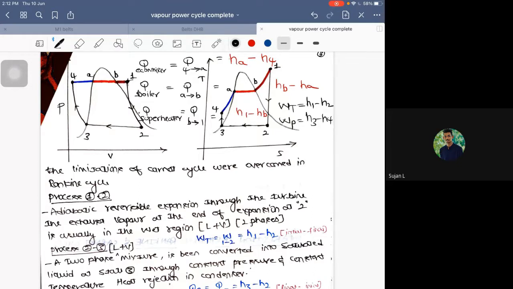Now, can anyone tell me what is the heat lost in the condenser? The condenser process happens from state 2 to 3. For heat, it is final minus initial. So, how to calculate the heat lost in the condenser? H3 minus H2. Excellent. So, you have completed the whole chapter, guys.